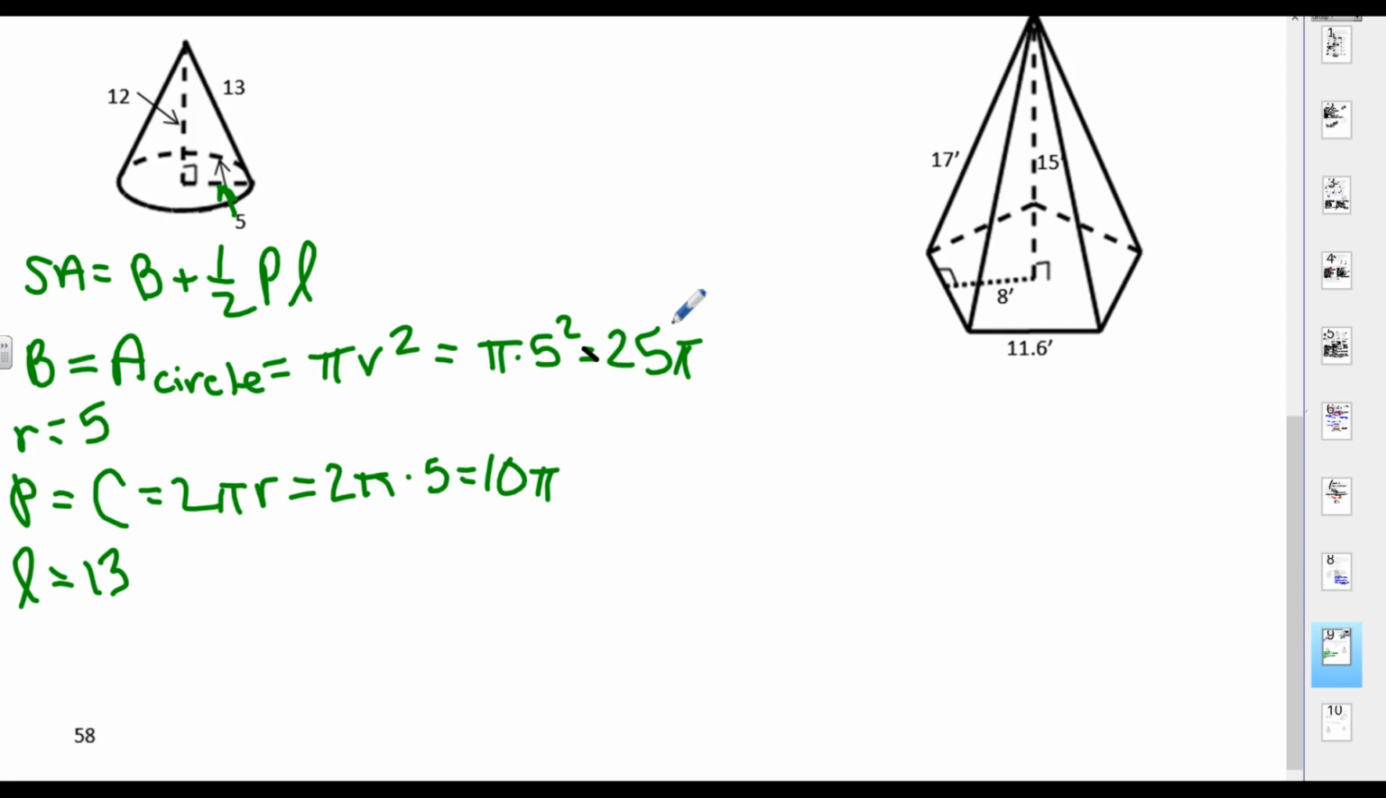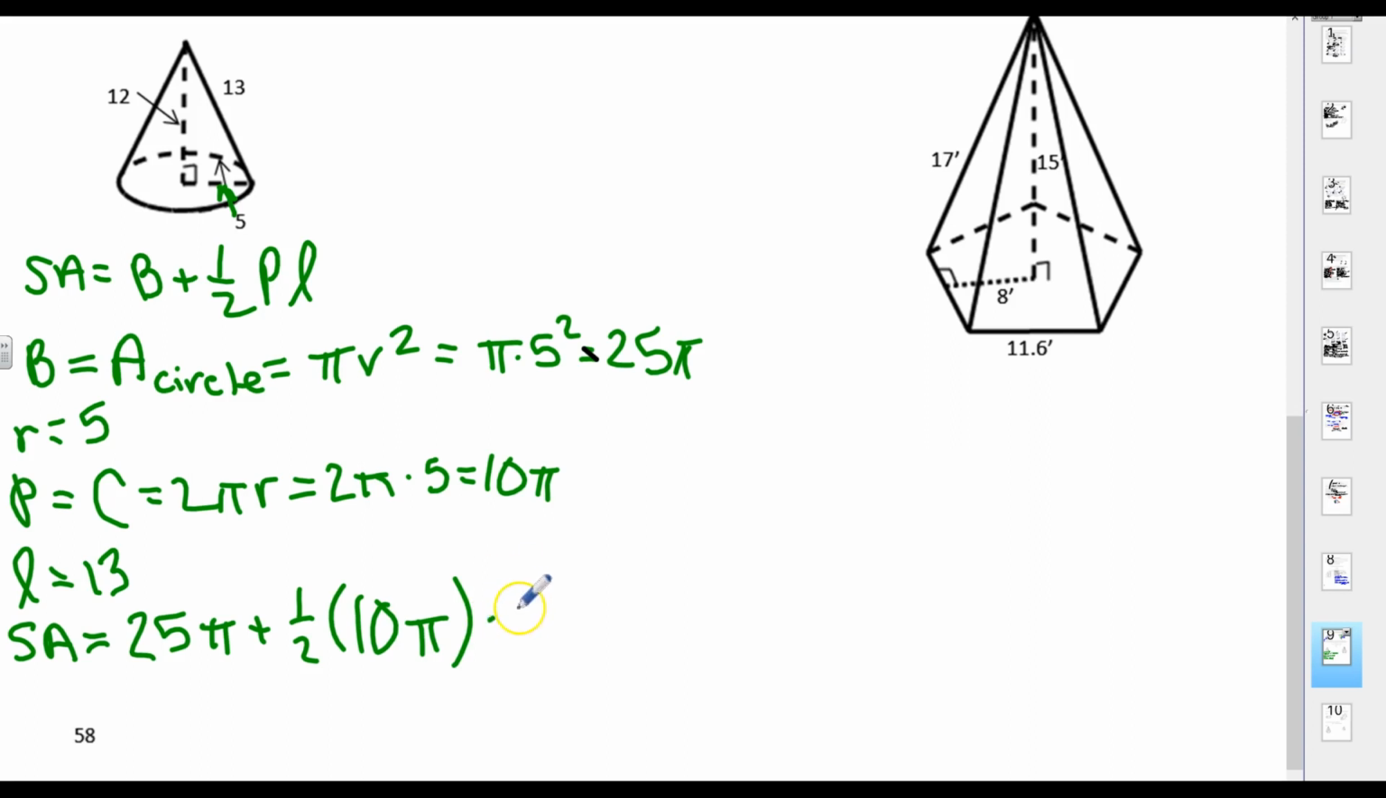So I've now found all my capital letters. I'm ready to plug into my formula. Surface area equals area of the base, which is 25 pi, plus 1/2 times my perimeter, which was 10 pi because it was a circumference, times my slant height of 13. I start solving this out. I get surface area equals 25 pi plus 1/2 of 10 is 5.